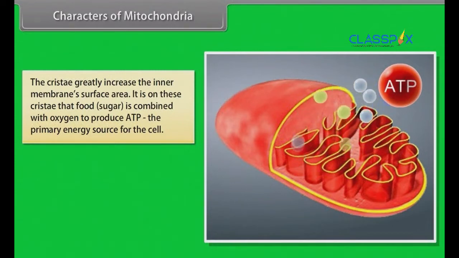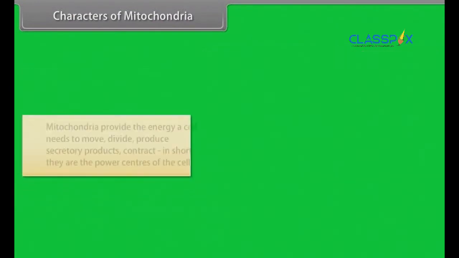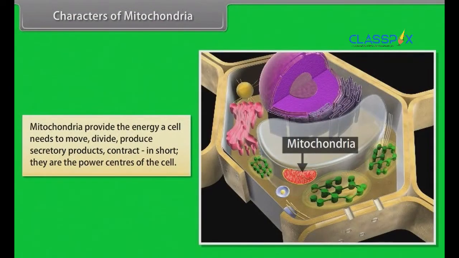It is on these cristae that food, sugar is combined with oxygen to produce ATP, the primary energy source for the cell. Mitochondria have their own DNA and ribosomes. Mitochondria provide the energy a cell needs to move, divide, produce secretory products, and contract. In short, they are the power centers of the cell.